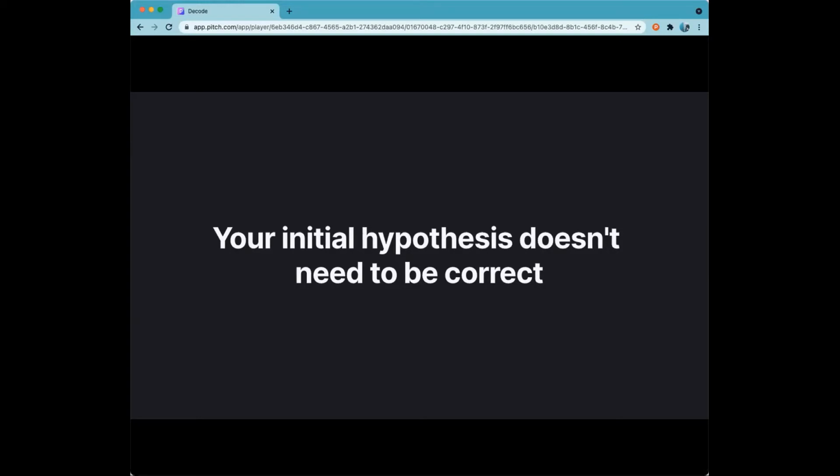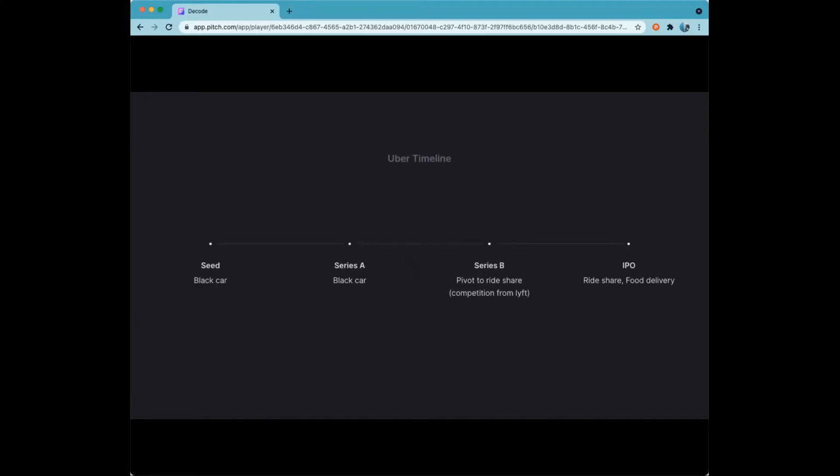Okay, your initial hypothesis doesn't need to be correct. I actually didn't really realize this until doing a little bit more with Snackpass and hearing about other companies. Here's an example. Uber started with Black Car, which is limo hailing. They're like, press a button and get a limo. They actually raised their Series A doing limos. And then by their Series B, they got all this competition from Lyft, so they pivoted to UberX rideshare at a lower price point. And that exploded. They took that all the way to IPO, and now they're in food delivery.